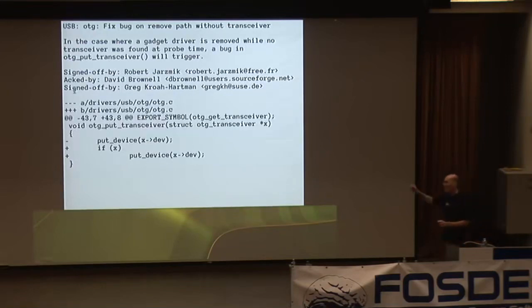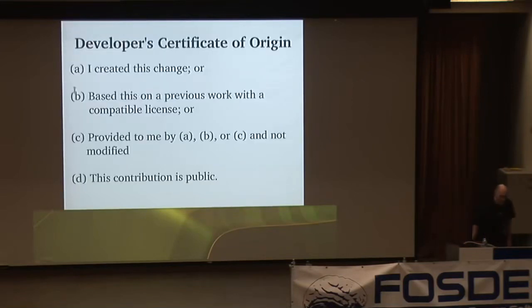When we say signed-off-by, we are agreeing to this. We have something called the Developer Certificate of Origin. And it means this. You guys can read that. You made the change, or you based it on somebody else's change which had a compatible license, or it was provided by somebody like that, and I didn't touch it. So if somebody sends me a patch, and it's public, this is what goes in the Linux kernel.